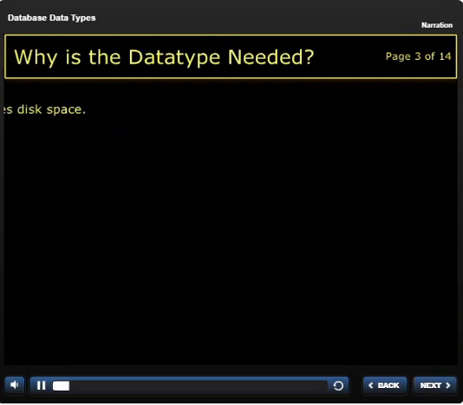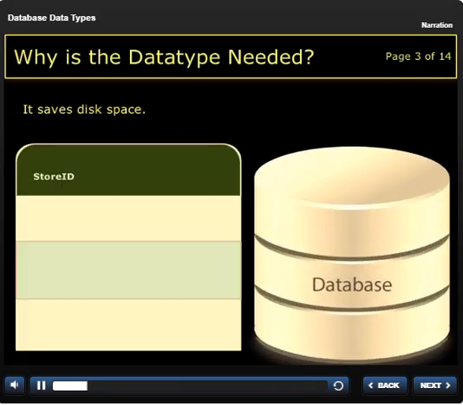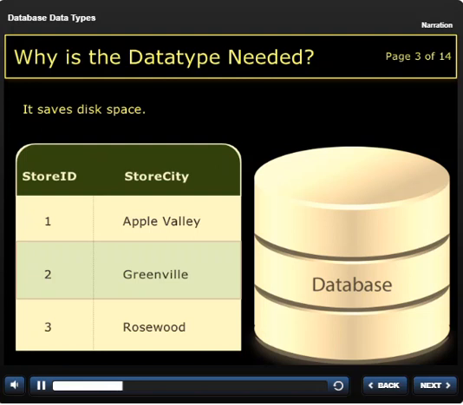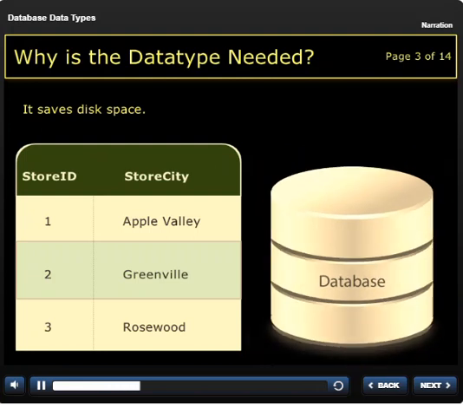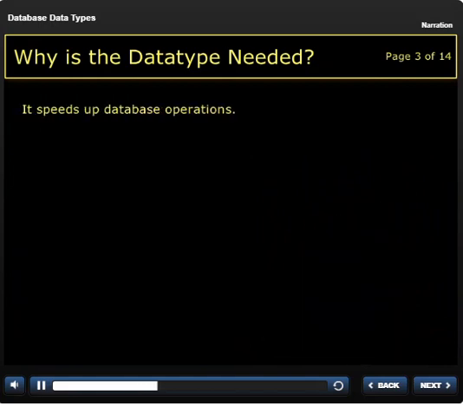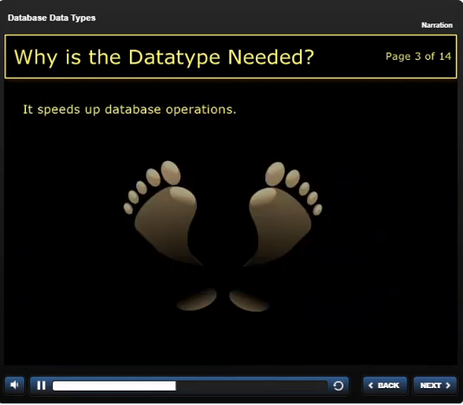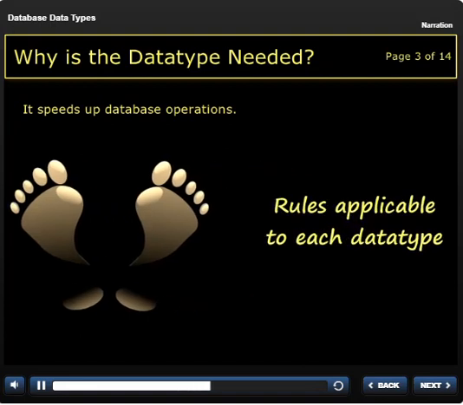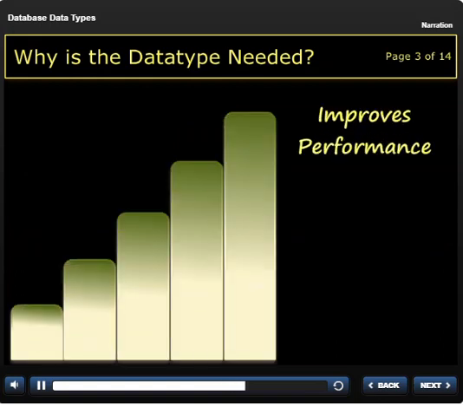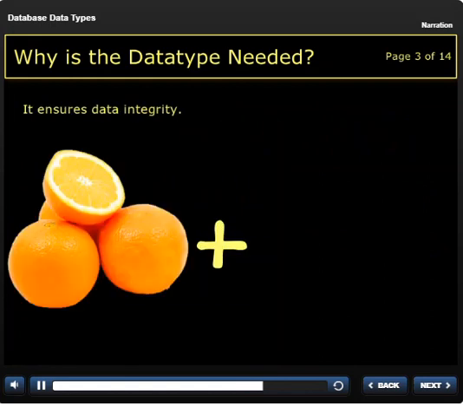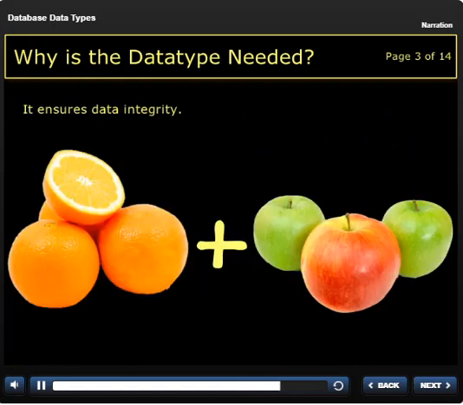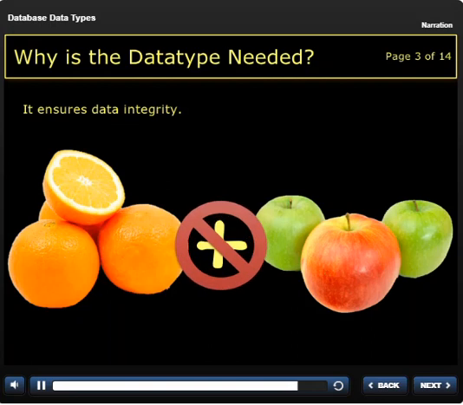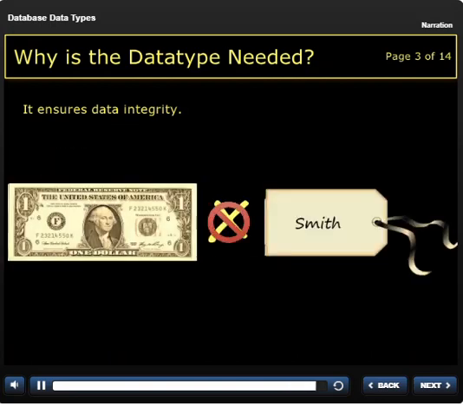Why is the data type needed? It saves disk space. If you know ahead of time you're only going to store small numbers in the column, you wouldn't use data types intended for large numbers, which allows you to minimize the database size. It speeds up database operations. Smaller data footprints in memory and rules applicable to each data type allows for database management systems to use optimal data processing, which significantly improves performance. It ensures data integrity. Specific requirements for each data type prevent you from adding oranges to apples or multiplying dollars by customer names.